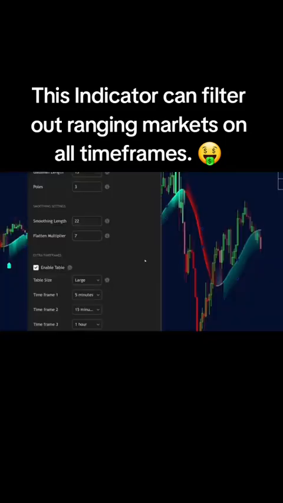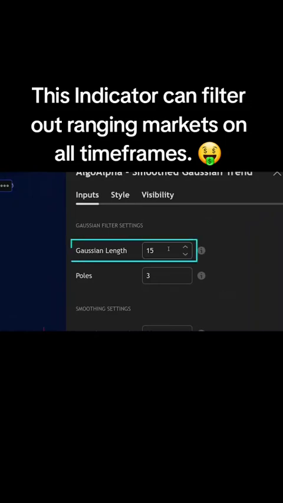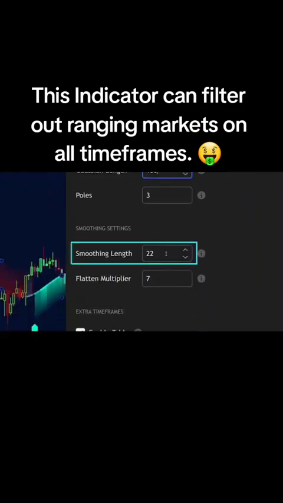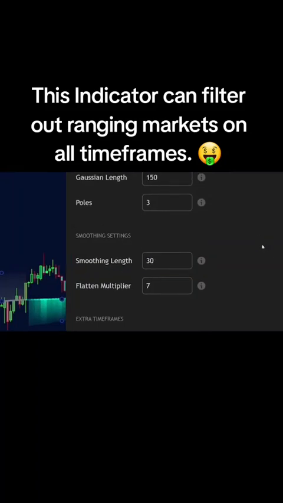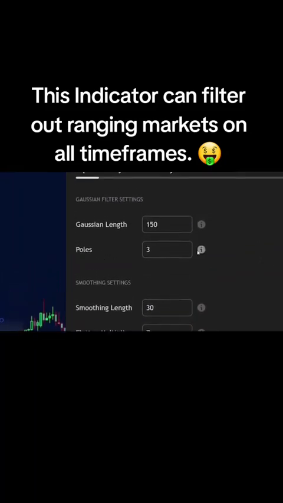Let's optimize the settings for maximum effectiveness. Double-click on the indicator to open the settings panel. You'll see that the default Gaussian length is 15. I found that increasing it to 150 gives you much cleaner signals with fewer false entries. Next, you want to adjust the smoothing length from 22 to 30. This further refines the trend ribbon, making it more resistant to market noise.